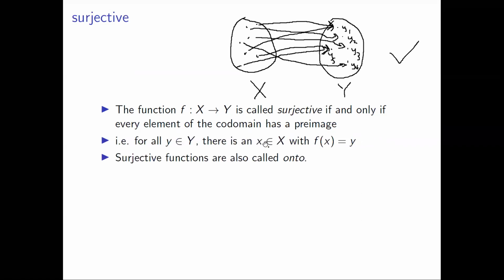And we can say that in math notation as: for all little y in big Y, there exists a little x in big X with f of x equal to little y. And another name for surjective functions is onto. So if a function is surjective, it is also onto, and vice versa.